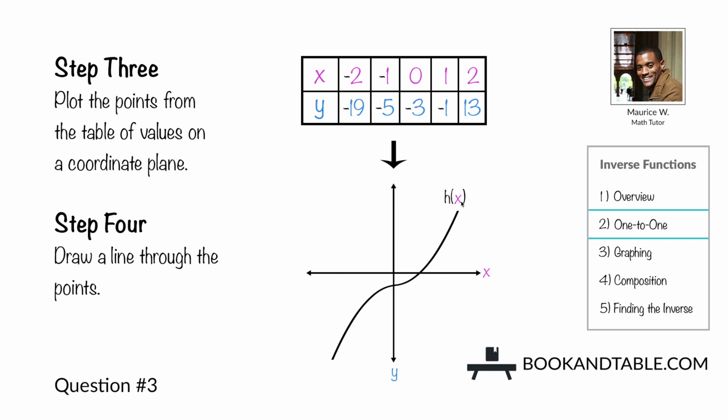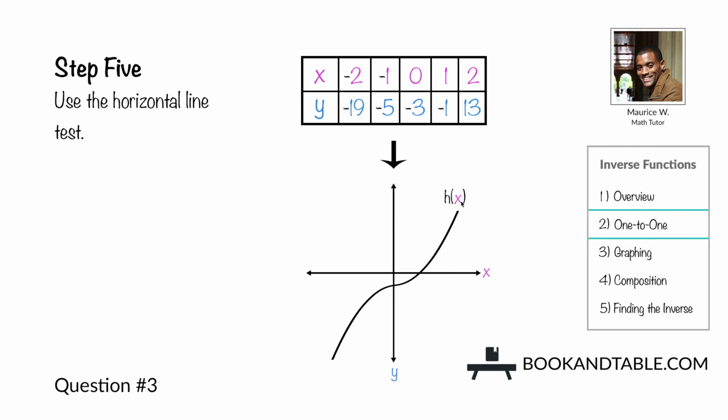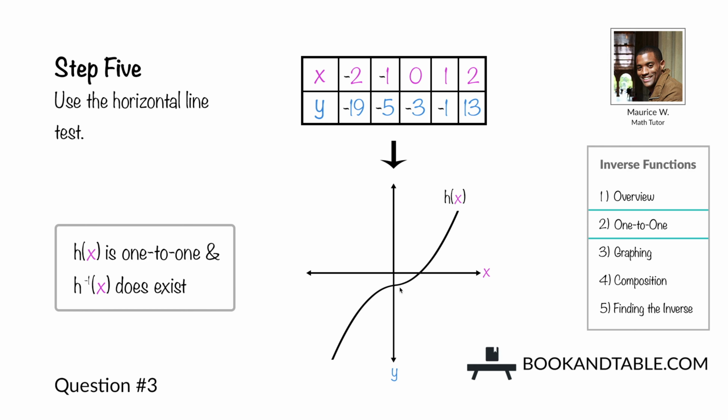And now step 5, we want to use a horizontal line to test if h of x is 1 to 1. And when we do so, we see that nowhere along the curve will this horizontal line cross more than one point at a time, letting us know that h of x is 1 to 1 and h inverse of x does exist.